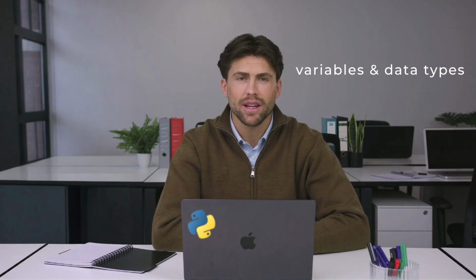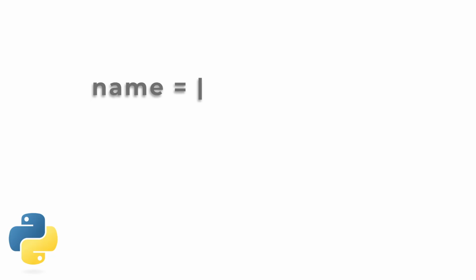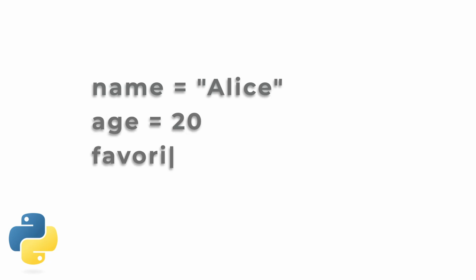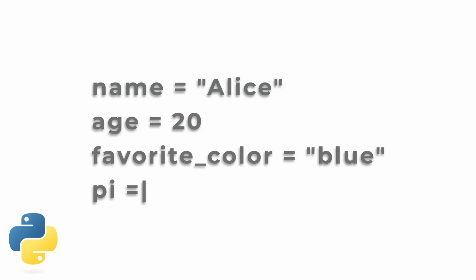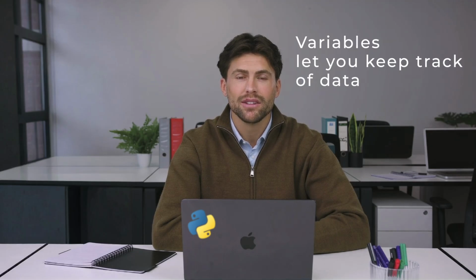So, let's start with variables and data types. Think of a variable as a little container where you store information for later use. You give it a name, and it holds a value. For example, name equals Alice, age equals 20, favorite color equals blue, pi equals 3.14. Here, name and favorite color are string variables because they hold text inside quotation marks. Age is an integer because it's a whole number, and pi is a floating point number. That's just a fancy way of saying it has decimals. Variables let you keep track of data so you can use it later without retyping it every time.